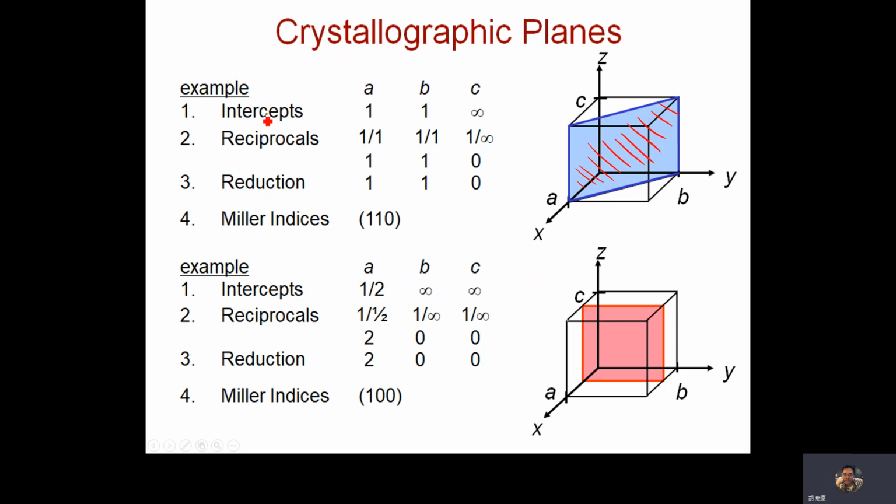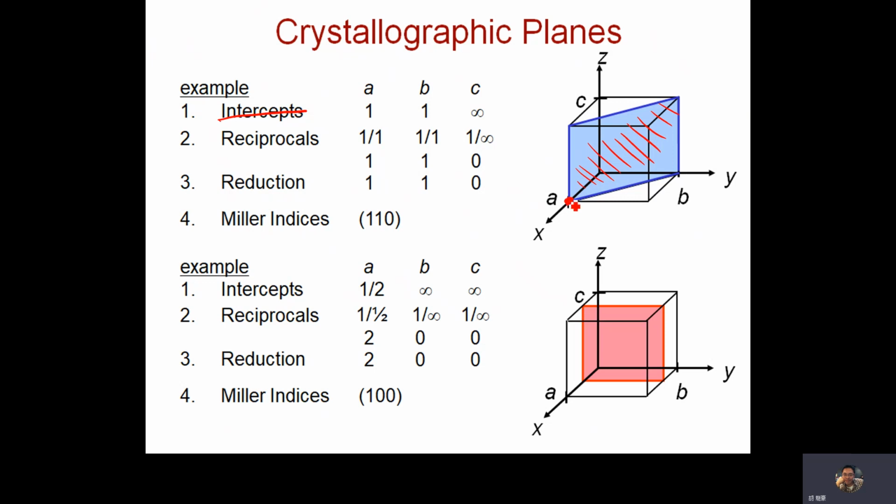First, we have to take the intercepts on the 3 lattice parameters. Well, someone will say it's lattice constant. It doesn't matter. Therefore, what is the intercept on the 3 axes from this plane?